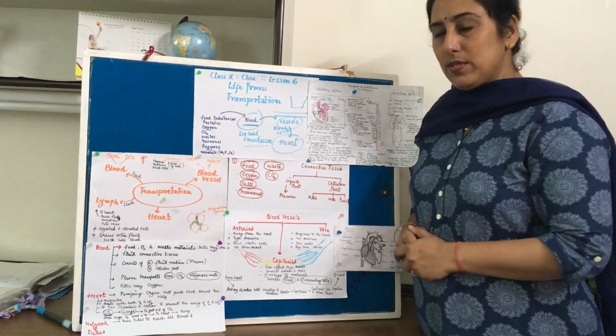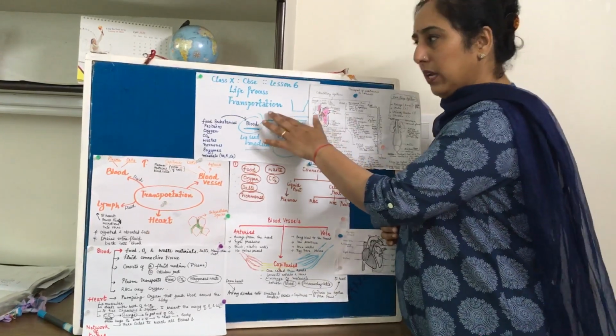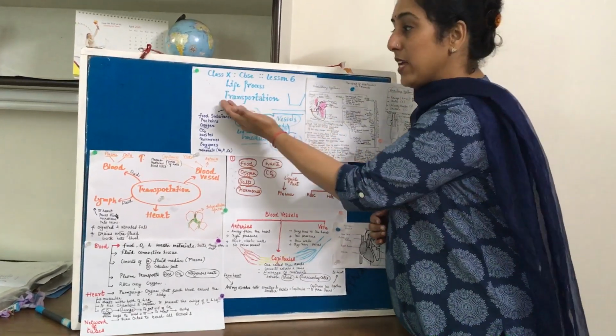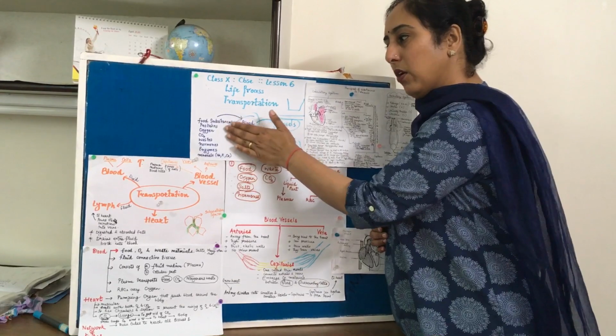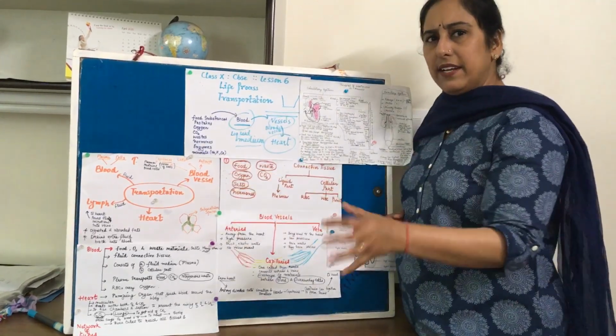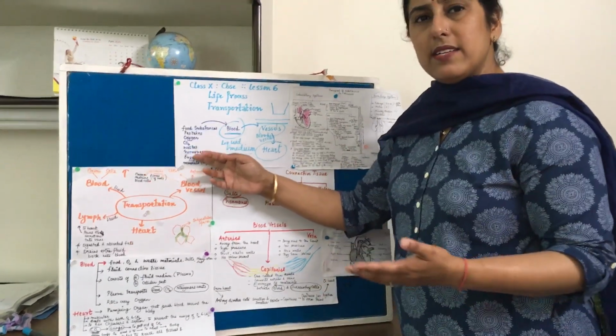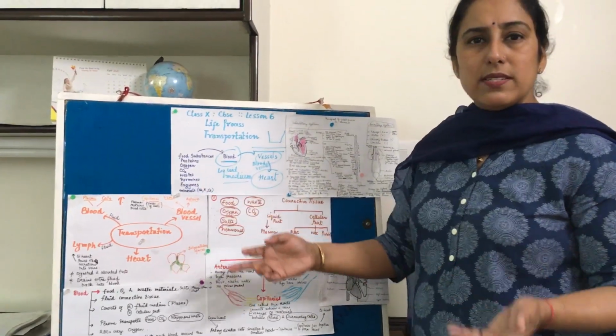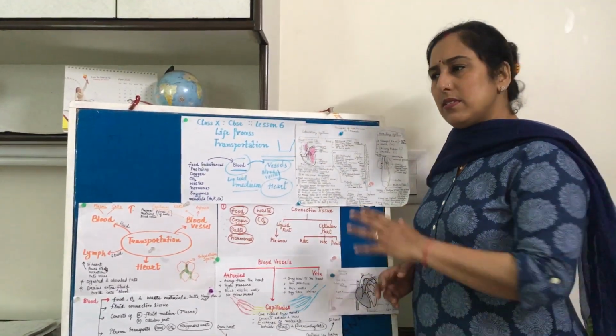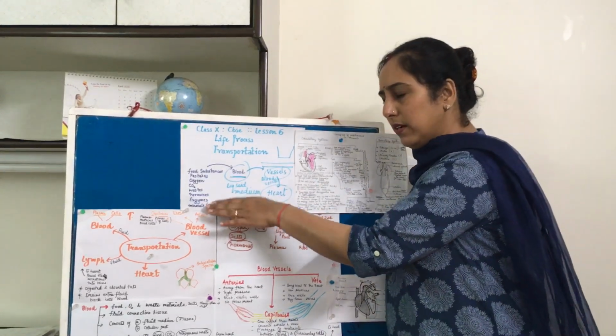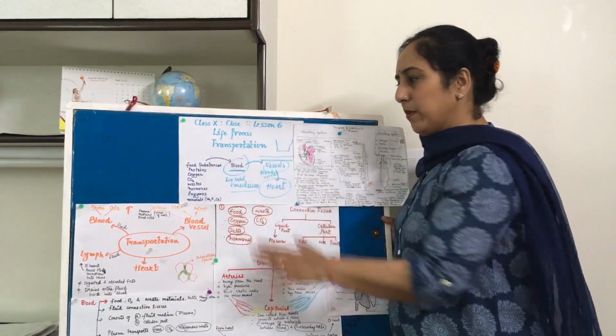Next comes the transportation process. When we are talking about transportation, what needs to be transported? Lot of things are there. I have just highlighted the ones which have been mentioned in the NCERT: the food, the proteins, the waste, the carbon dioxide, the hormones, the enzymes, the salts, the minerals. These all things need to be transported in this particular blood.